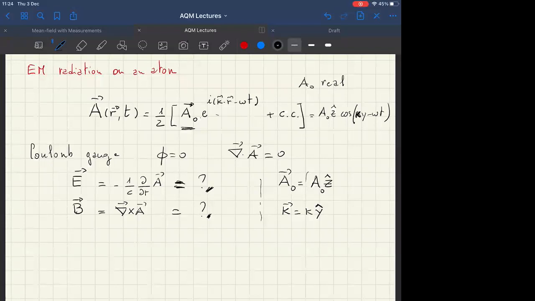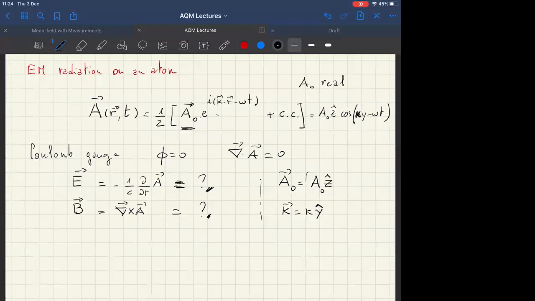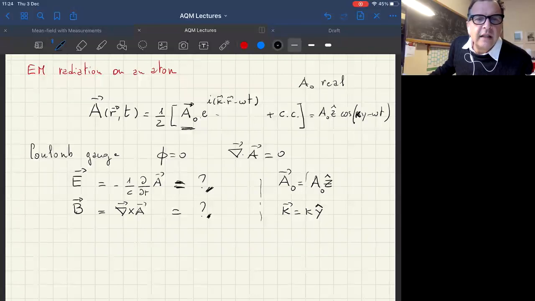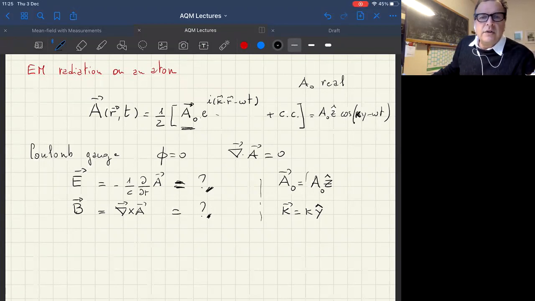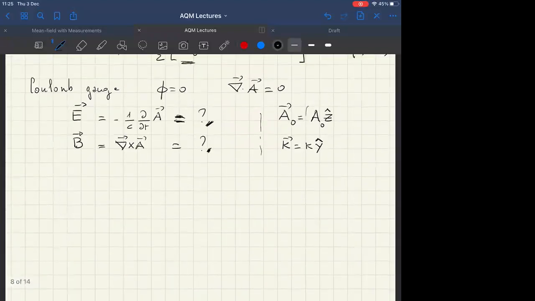Where is your cosine part? Sorry, where's your sine part? I just see the cosine part. Where is your sine part? Oh, this is a choice. I'm just taking it in such a way that if I have A0 real, this plus the complex conjugate is just a cosine. I thought this should be cosine plus I sine. Let me repeat this way, okay?